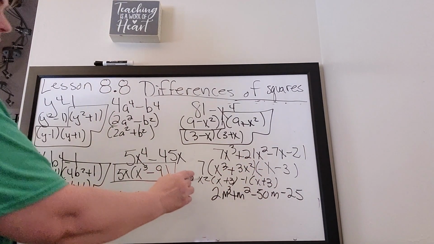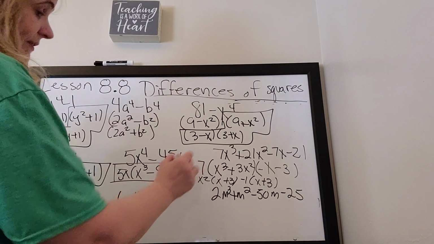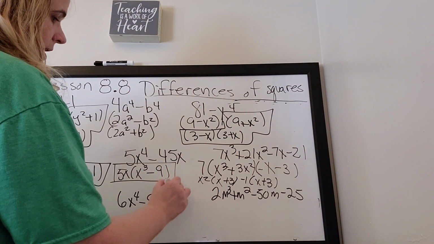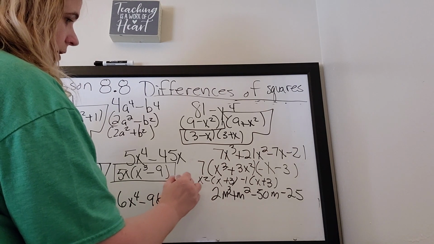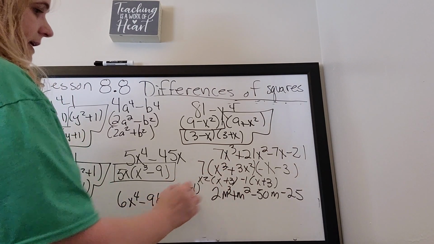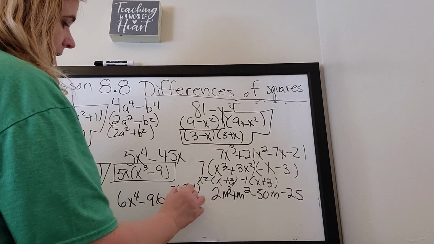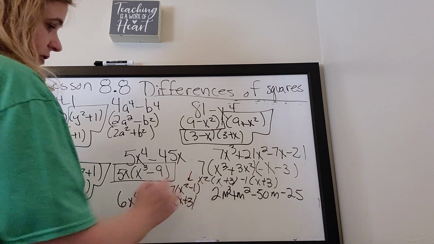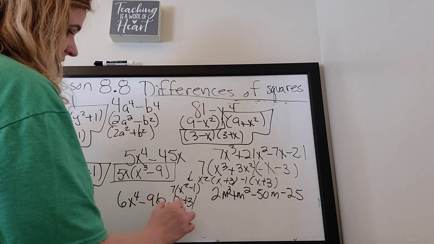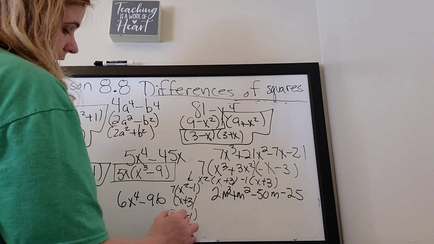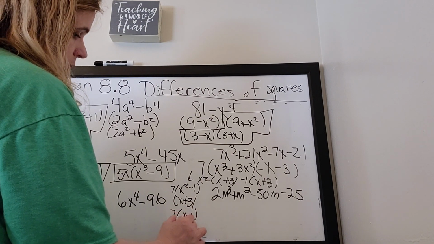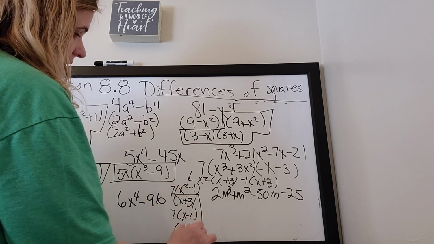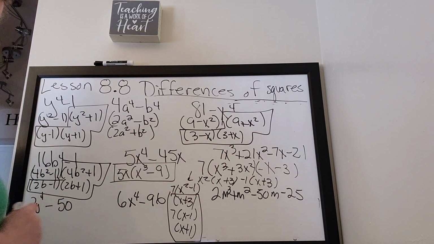So the final answer is going to be that 7 that we took out at the beginning, then the outer one, x squared minus 1, and then the inner one, x plus 3. This is a perfect square, so we're still not done. So it's 7 times x minus 1 times x plus 1, and with that x plus 3. So that was a long one.